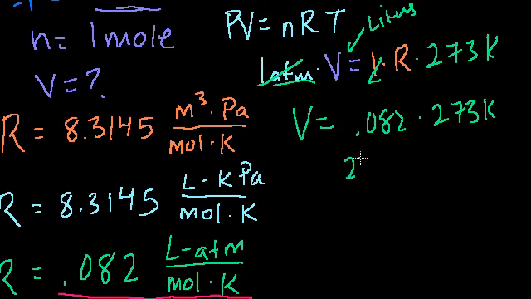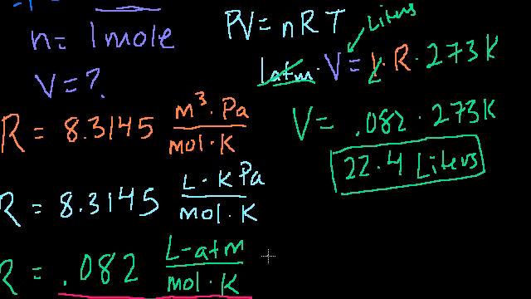It's equal to 22.4 liters. So if I have any ideal gas, and not all gases behave ideally, but if I have an ideal gas and it's at standard temperature, which is 0 degrees Celsius, or the freezing point of water, which is also 273 degrees Kelvin, and I have a mole of it, and it's at standard pressure, 1 atmosphere, that gas should take up exactly 22.4 liters.